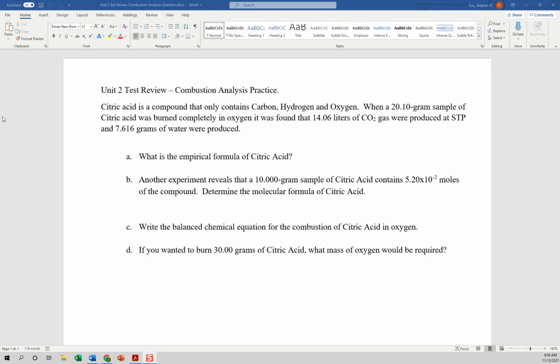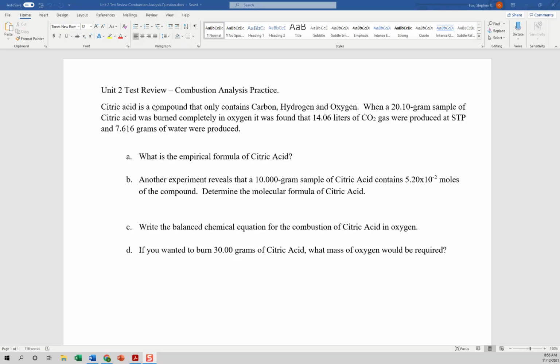Anyway, time for some combustion analysis. All right, so let's review combustion analysis. I got a practice problem we can go over, and hopefully you remember this all the way back from the beginning of Unit 2, because the Unit 2 test is coming up, and you need to be able to answer questions like this. All right, so let's do it.